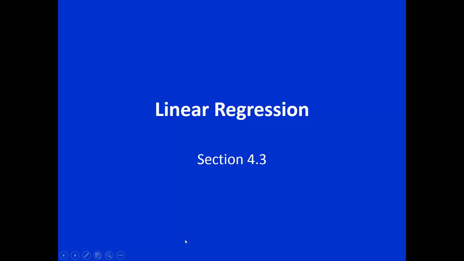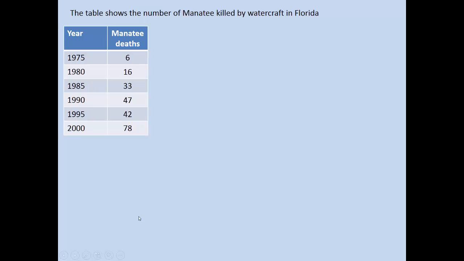Regression means finding the equation of a line that fits some data. So here's some data. This is very similar to the problems you have on homework that represents the number of manatee killed by watercraft in Florida in certain years.